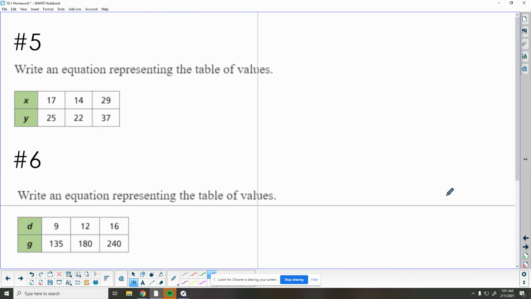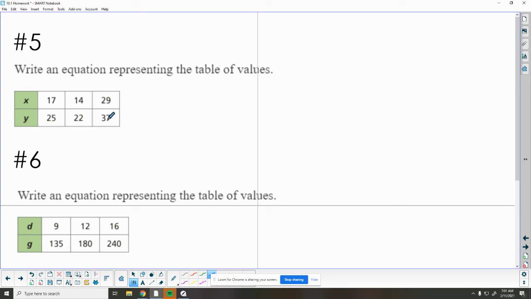Number 5 wants us to write an equation to represent this. So we're using X and Y. So something we're doing to X is getting us to Y. So I'm noticing 17, 25, 14, 22, 29, 37. So there's nothing they're really counting by going this way. There's not a nice way to multiply to any of these.